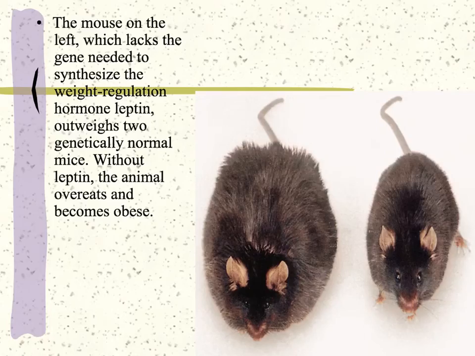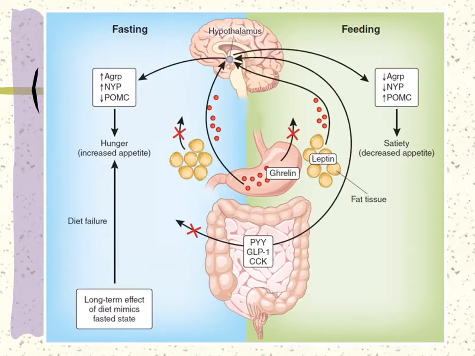The mouse on the left, which lacks the gene needed to synthesize the weight regulation hormone leptin, outweighs 2 genetically normal mice. Without leptin, the animal overeats and becomes obese. Leptin is essential for the equal regulation of insulin and glucose. That whole process is illustrated here. You might want to pause the video and just study this image for a few seconds.